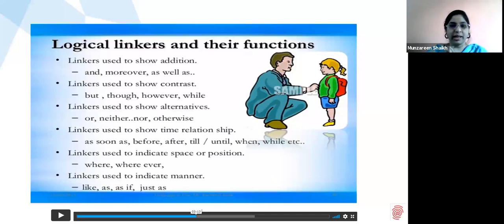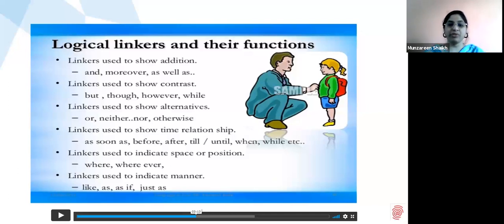Okay, got it. Next is linkers used to show time relationship. For example, whenever you want to show a time relationship, you use linkers such as soon as, before, after, till, until, when, while. All these linkers give you what? A time relation. All right. Next, you use linkers to indicate space or position. Okay. Which type of linkers do you use? You use where, wherever.